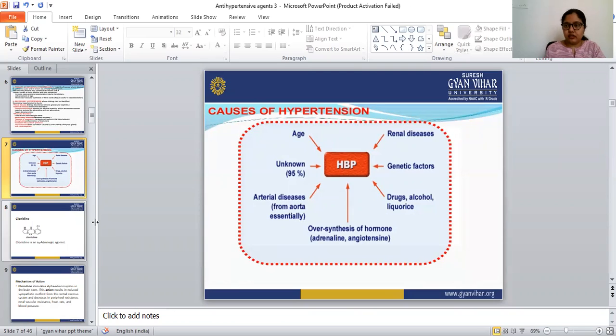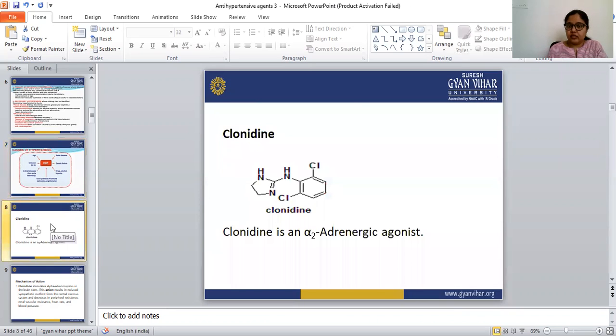So let's see some examples of antihypertensive agents. We have seen some drugs in the previous class. The next drug is clonidine. Clonidine is an alpha-2 adrenergic agonist, and this is the structure of the clonidine.